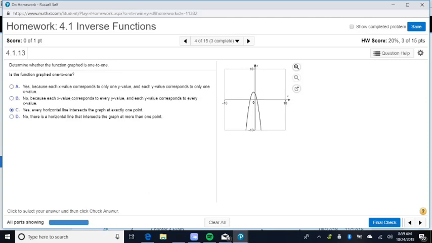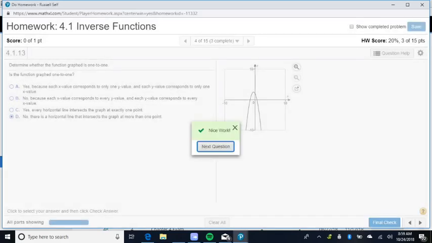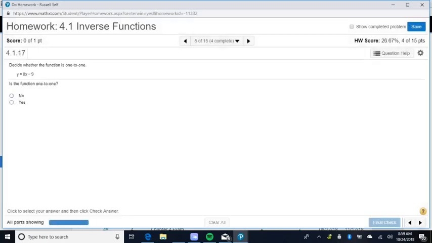So it is not one-to-one. Okay? So there's a horizontal line that intersects the graph at more than one point. Sometimes. Okay. One of these days I'll make sure.